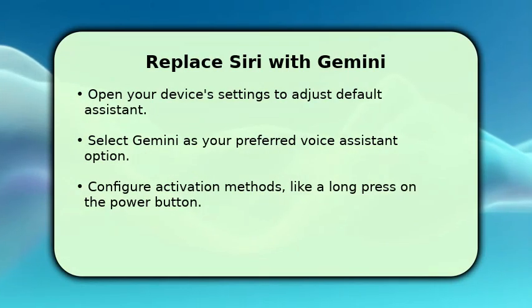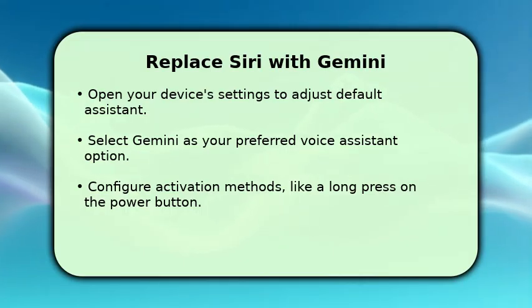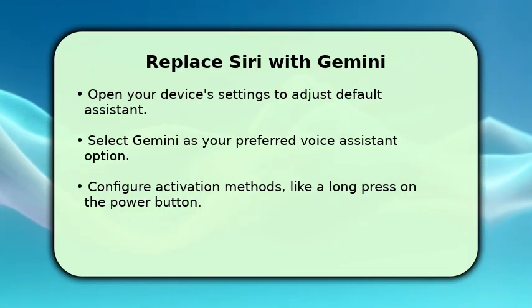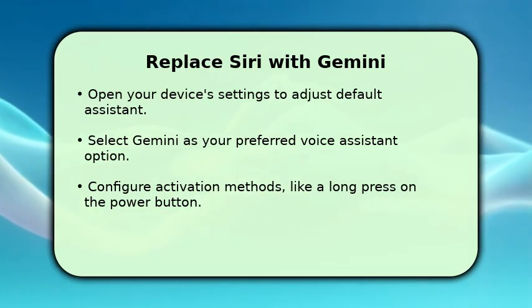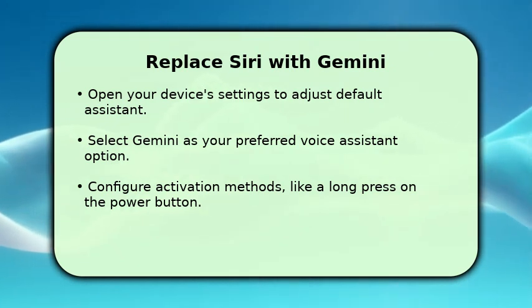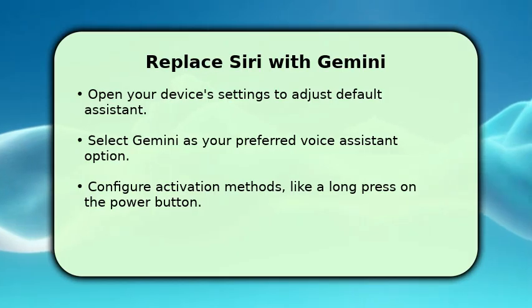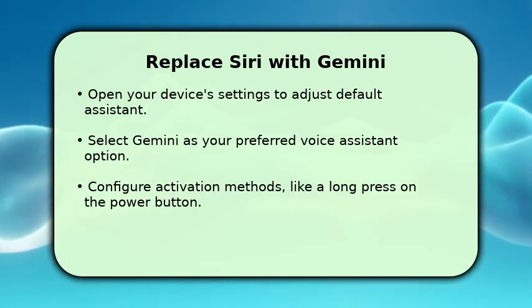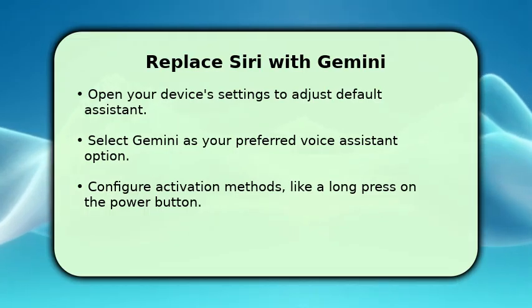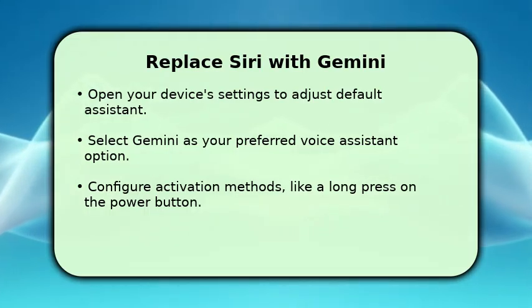Now, let's make Gemini your primary assistant. Navigate to your device's settings, usually under Digital Assistant or Default Apps. Here, you can select Gemini as your preferred voice assistant, replacing Siri. You might also configure how to activate Gemini, perhaps with a long press of your power button or a specific voice command. This integration allows Gemini to respond to your usual assistant prompts.